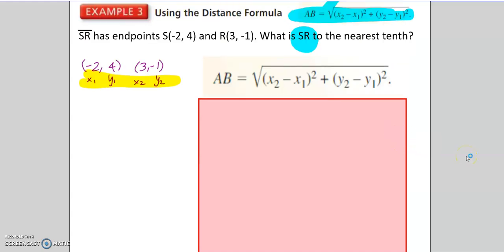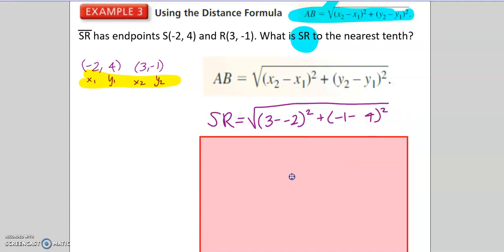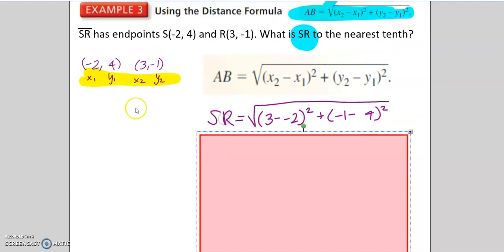So write that formula down at the top of your notes, right? And now we're going to go through, really this isn't AB anymore, right? This is SR. Okay, the distance of SR equals the square root of x2, which is 3, minus x1, which is -2, square that, plus the parentheses, y2, -1, minus y1, which is 4. Guys, I just took those variables and replaced them with the numbers that we labeled over here. Okay, and now we just have to simplify.